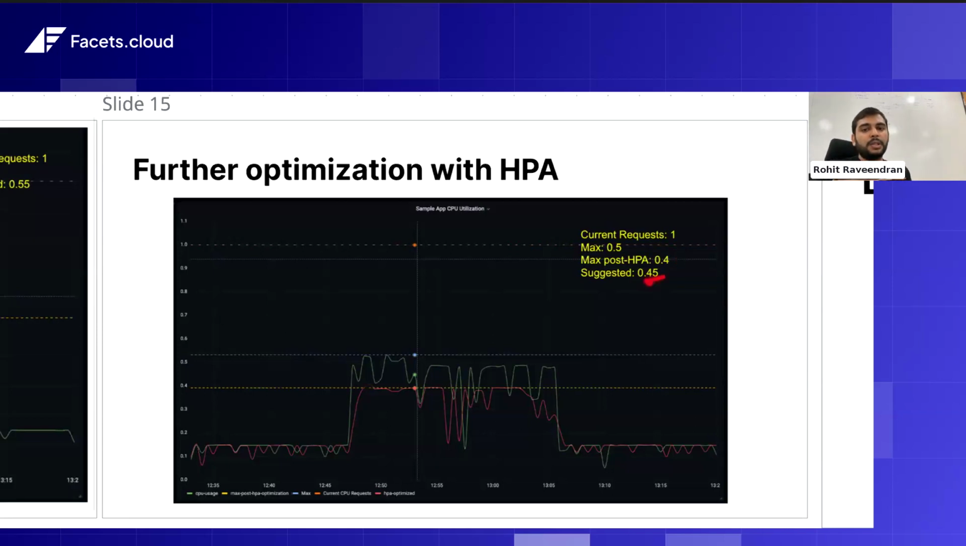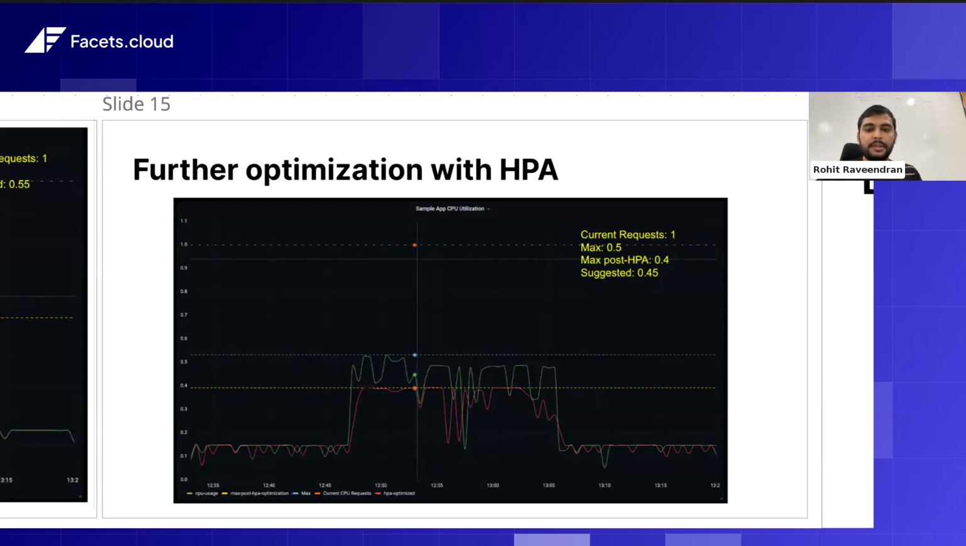So this is a further optimization that you can do, and this is also a continuous process. You always have to be checking whether your HPA is doing the best job it can to even out any such bumps in your graph, right? So that it can become more steady.